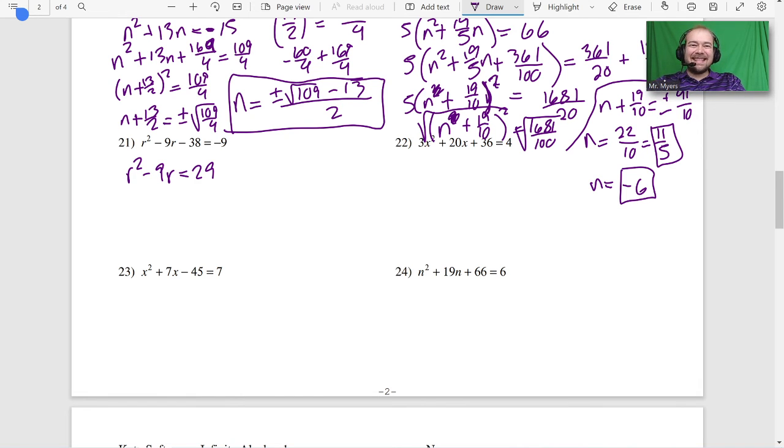Number 20 was insane. That was an insane problem to do by hand. I didn't even do it all by hand. Okay, we want to do completing the square.